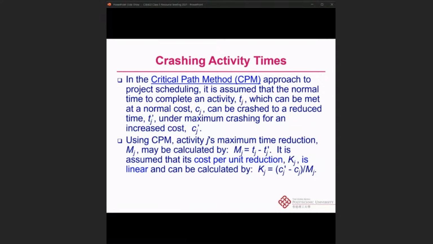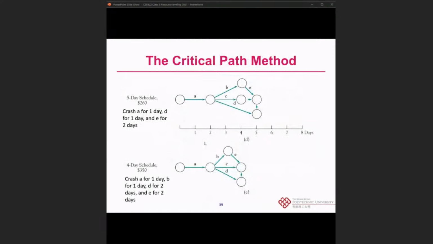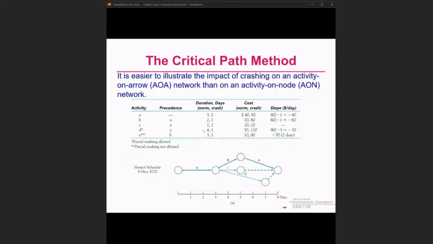All right, so let's continue. I think I can answer some questions first. Yaning, you asked why we want to consider activity E first, right? I think I explained it a bit.